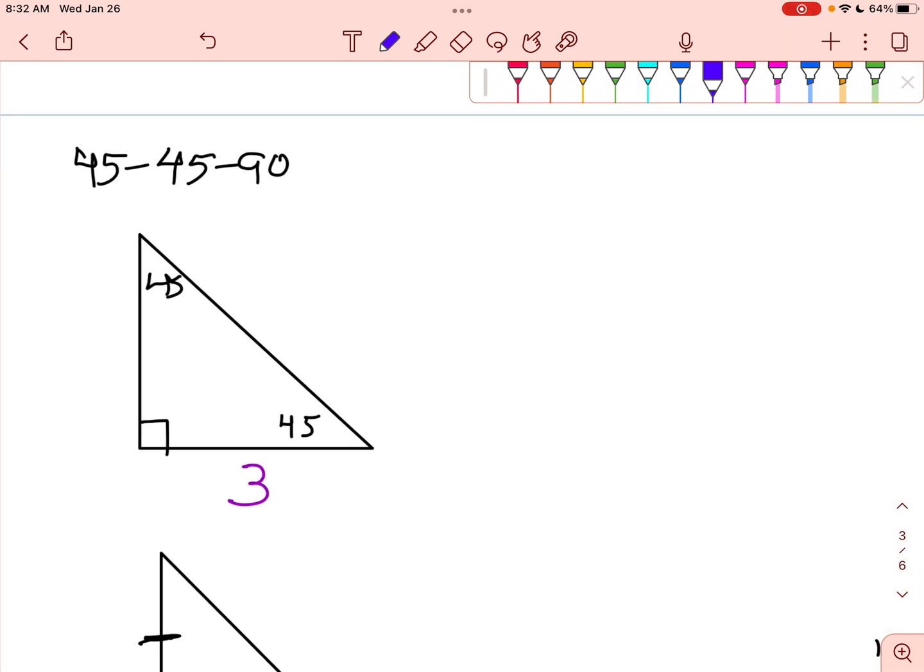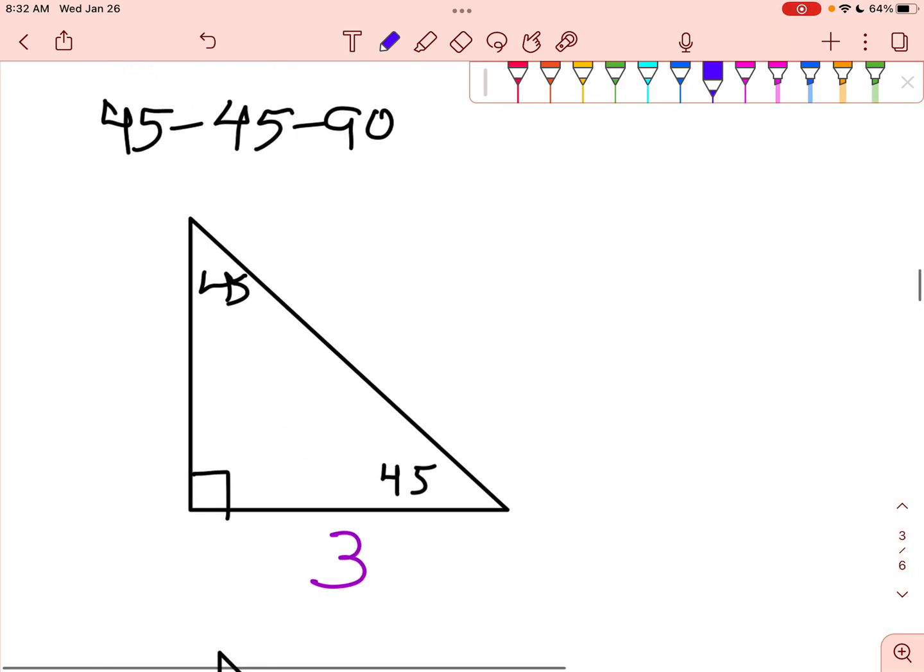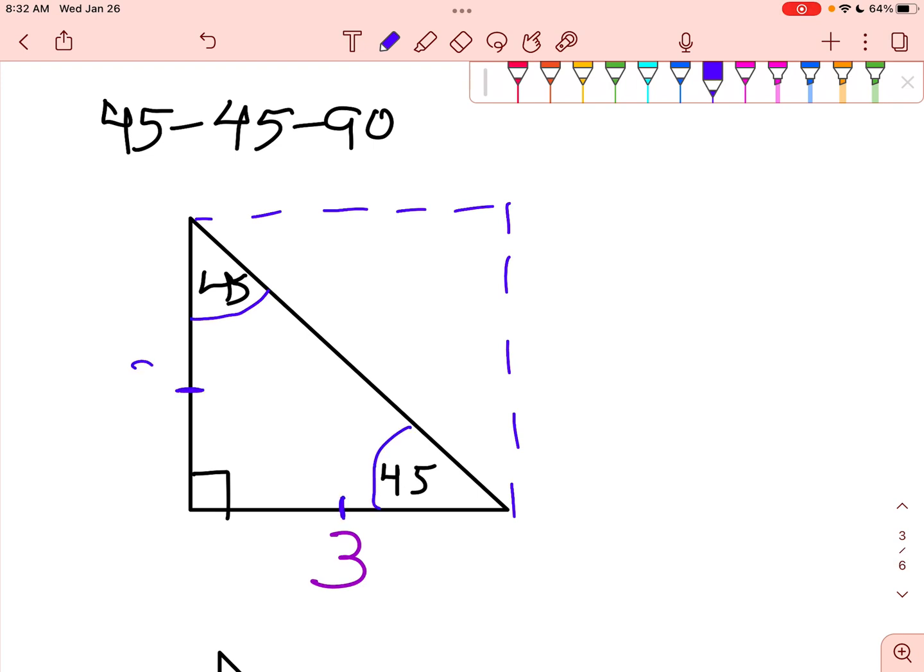The next special right triangle we have is called a 45-45-90 triangle, and this is so special because it is actually half of a square. Every time you have a 45-45-90 triangle, it's just a square cut in half. Because there are two equal angles, we know there are two equal sides. So if that's 3, then this also has to be 3.